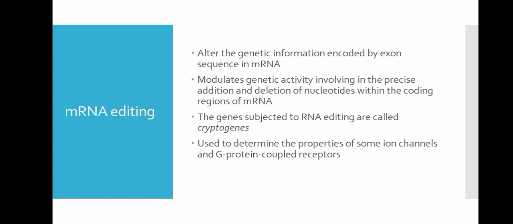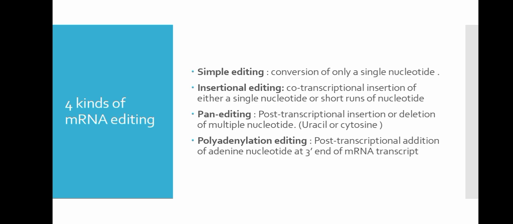RNA editing can be co-transcriptional or post-transcriptional. The former occurs simultaneously with the transcription, but the latter only after the completion of transcription. The genes subjected to the RNA editing are called cryptogenes. In mammals, RNA editing is believed to determine the properties of some ion channels and G protein coupled receptors. The evolutionary significance of RNA editing is not definitely known, but there are four kinds of mRNA editing.